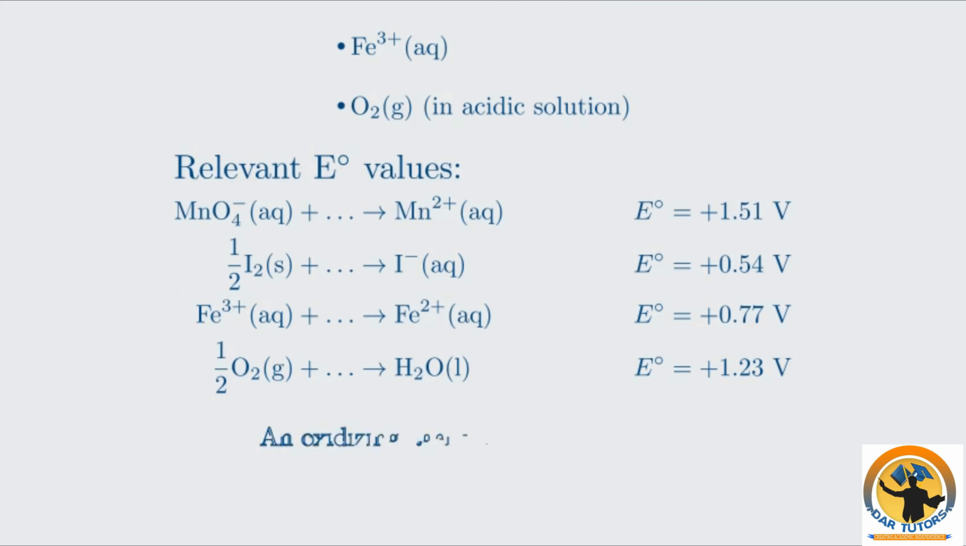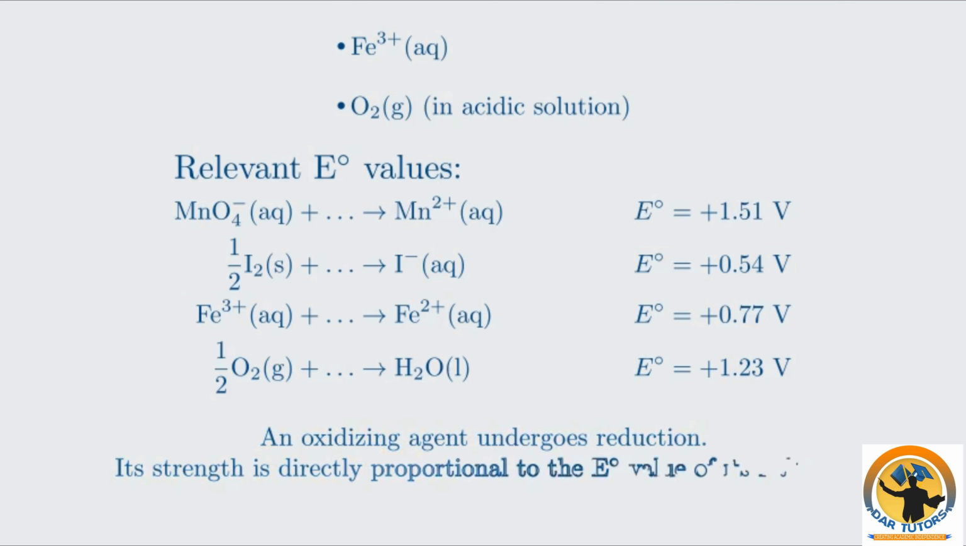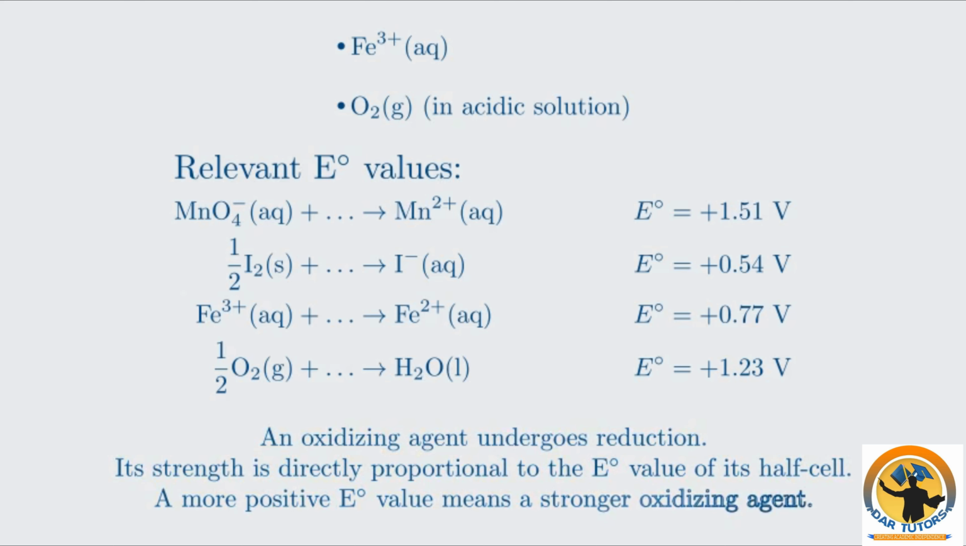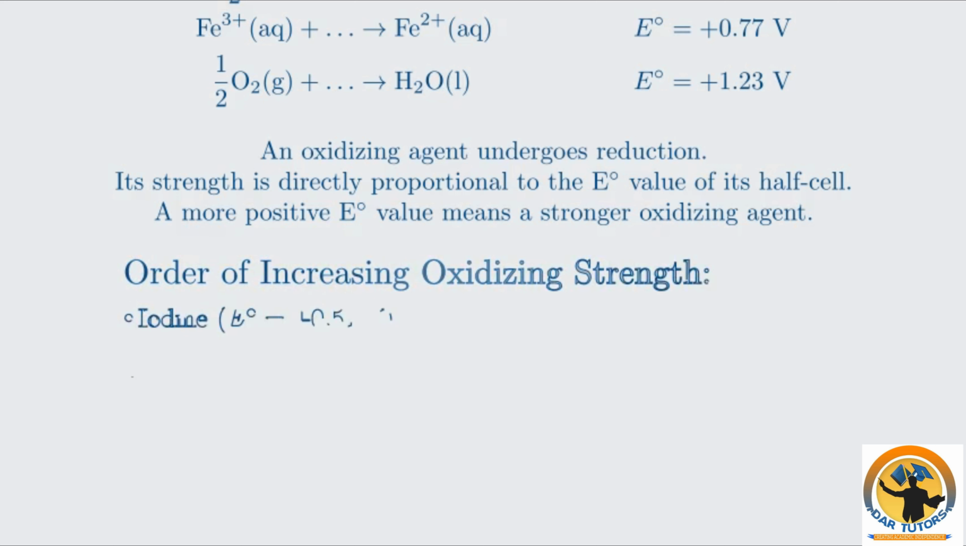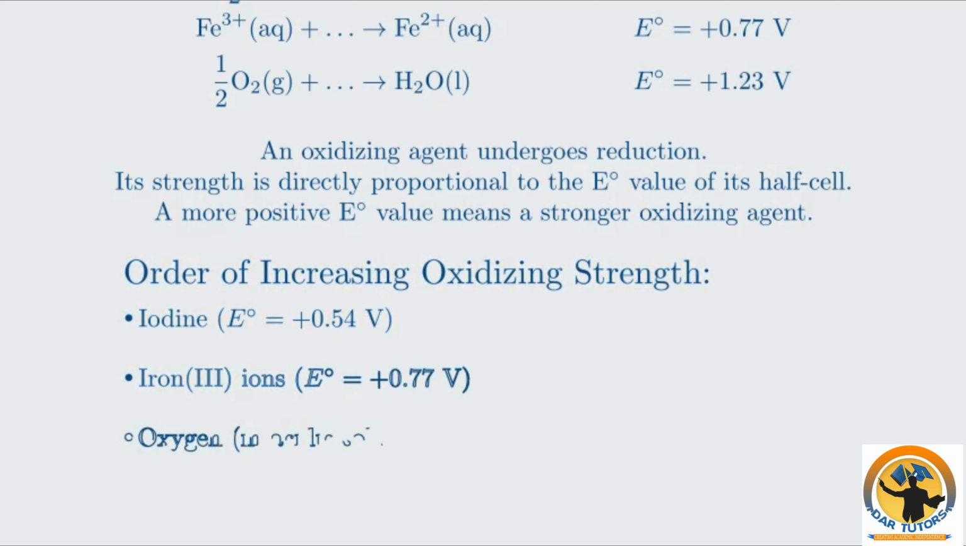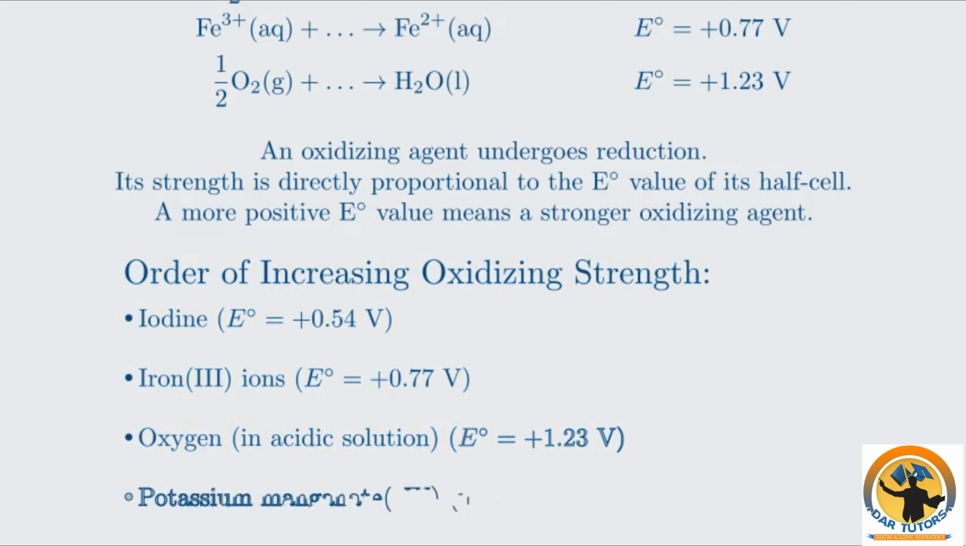An oxidizing agent undergoes reduction. Its strength is directly proportional to the E naught value of its half cell. A more positive E naught value means a stronger oxidizing agent, so we simply order them from the lowest E naught to the highest. Iodine has the smallest E naught at plus 0.54 volts, followed by iron(III) at plus 0.77 volts, then oxygen at plus 1.23 volts, and finally potassium manganate(VII) at plus 1.51 volts. This is the order of increasing oxidizing strength.